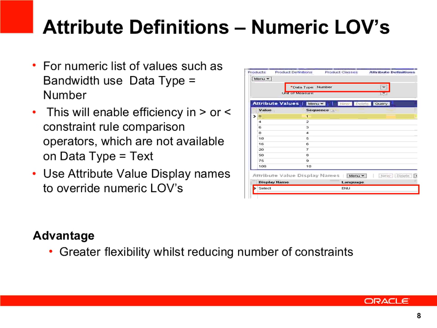The next tip about attributes is about the definition. Whenever possible, we recommend to set up attributes as integers or as number values, which allows you to use specific constraint rules like comparisons: greater, less, greater or equal, or less or equal. This is not available for data type text. If you don't want to see those attribute values, then you can still use the attribute value display names and override the numeric LOVs, and can still use integer or numeric values. It will simply give you more flexibility and possibly reduce the number of constraints you have to define.